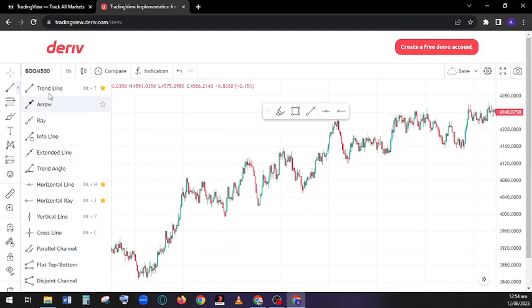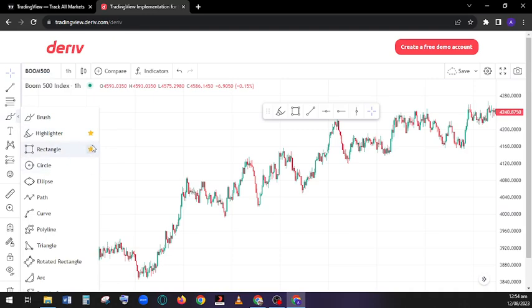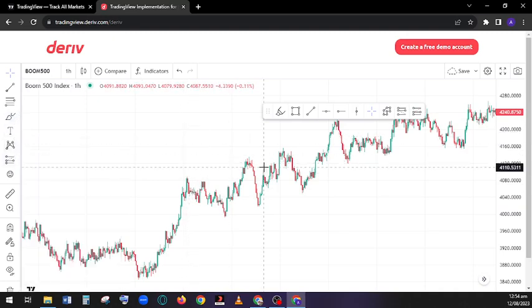Which one else? Let me see. I think the vertical line, then our crosshair, the highlighter, the rectangle. Okay, the polyline is also important for us. I think for now, okay, then these two guys also, short and long position. There's one thing I'm looking for. Okay, for now we can use these guys.